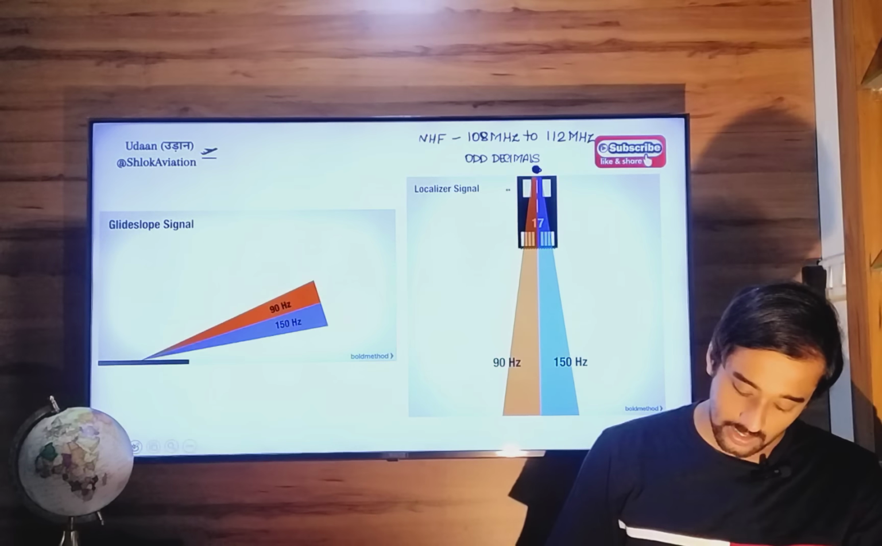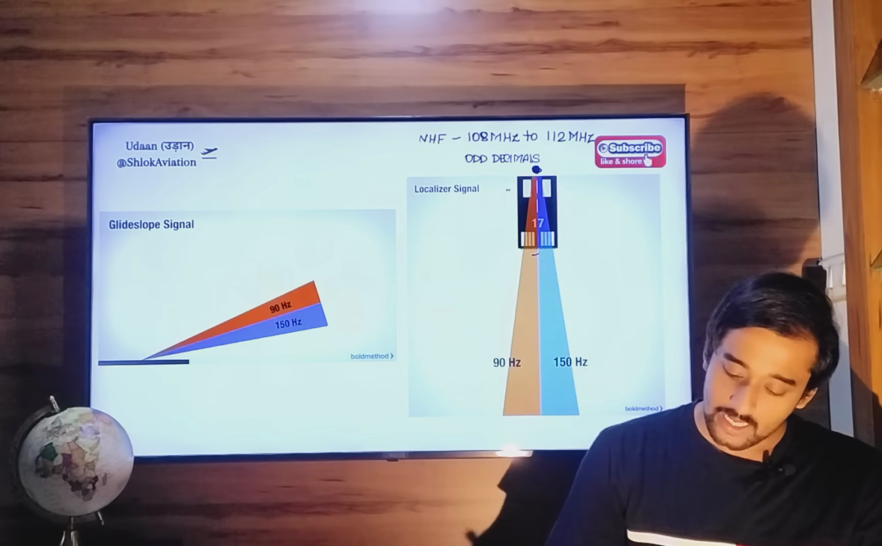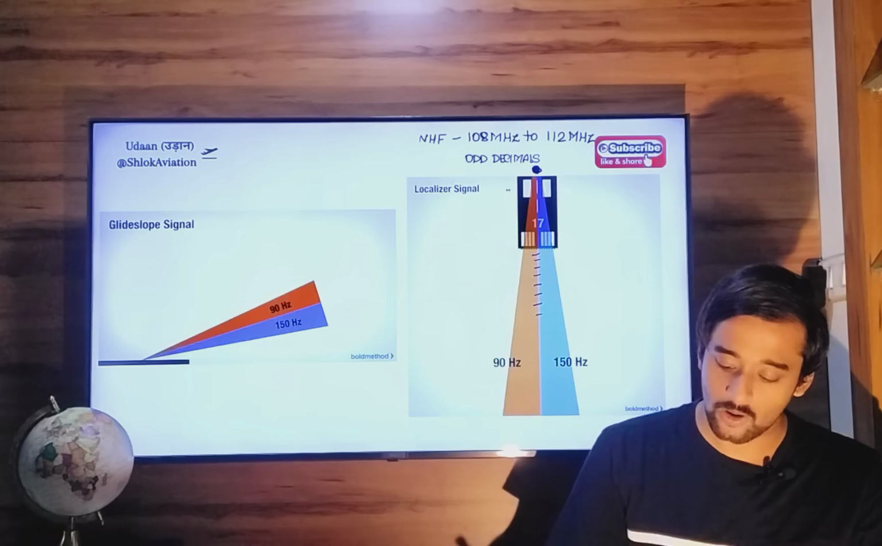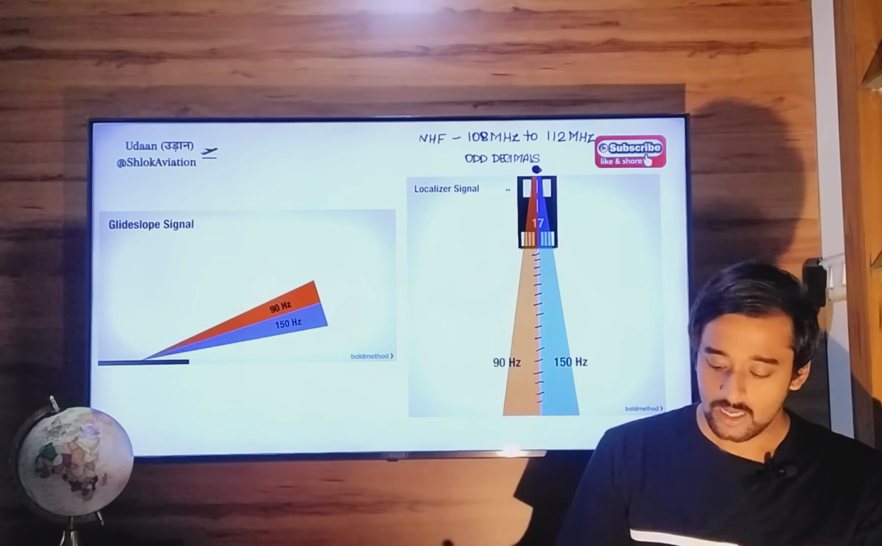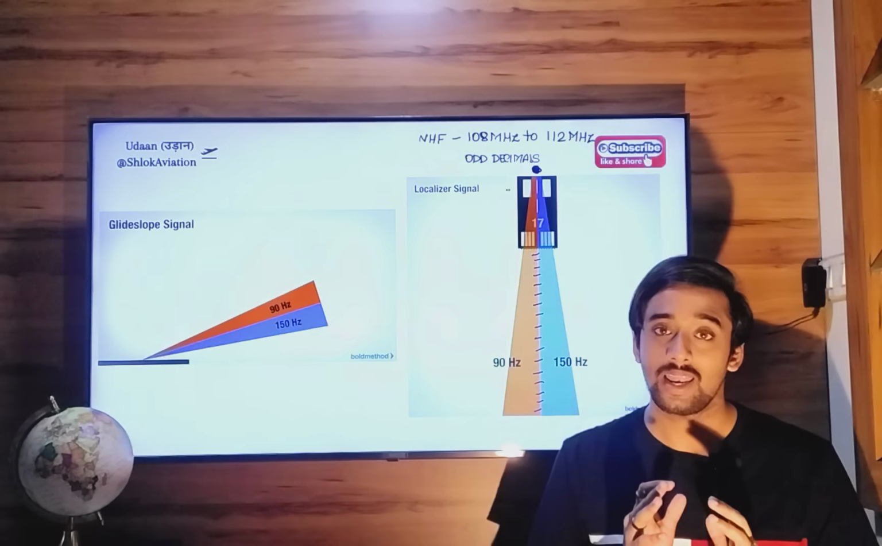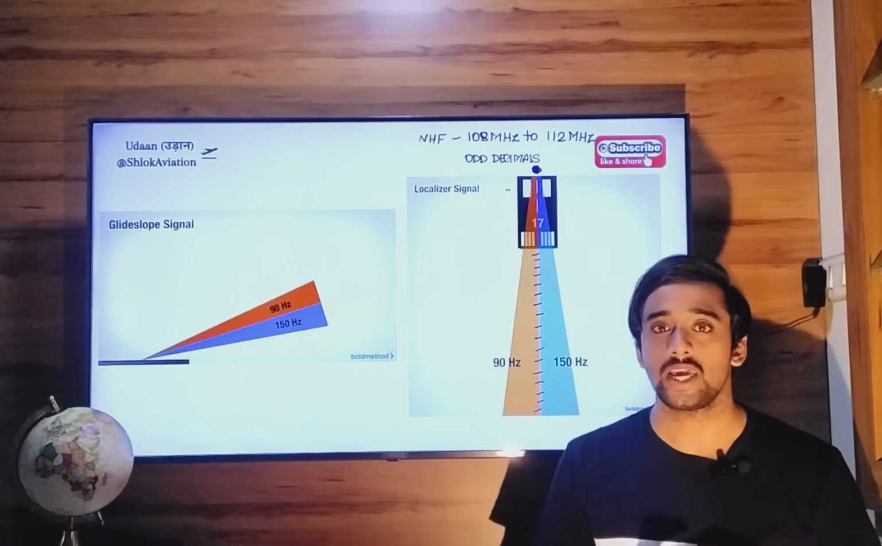Now the place where these two lobes overlap or interact is the extended center line of your runway. It is the common line between the 90 hertz lobe and the 150 hertz lobe, in the middle of the two.